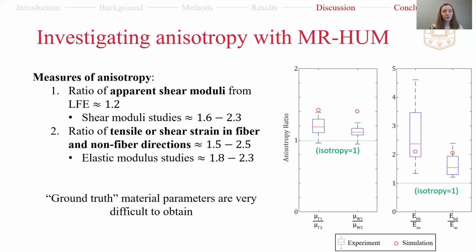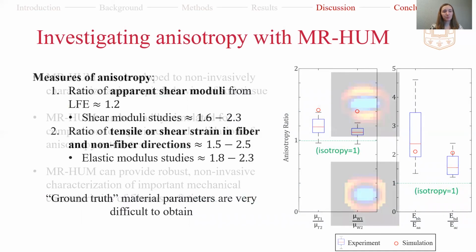The large standard deviations and spread of anisotropy values from previous methods demonstrate the complexity of anisotropic parameter estimation compounded by biological variability. Ground truth material parameters are difficult to obtain, especially for biological soft tissues, which makes it important to compare results to simulations and among multiple approaches.